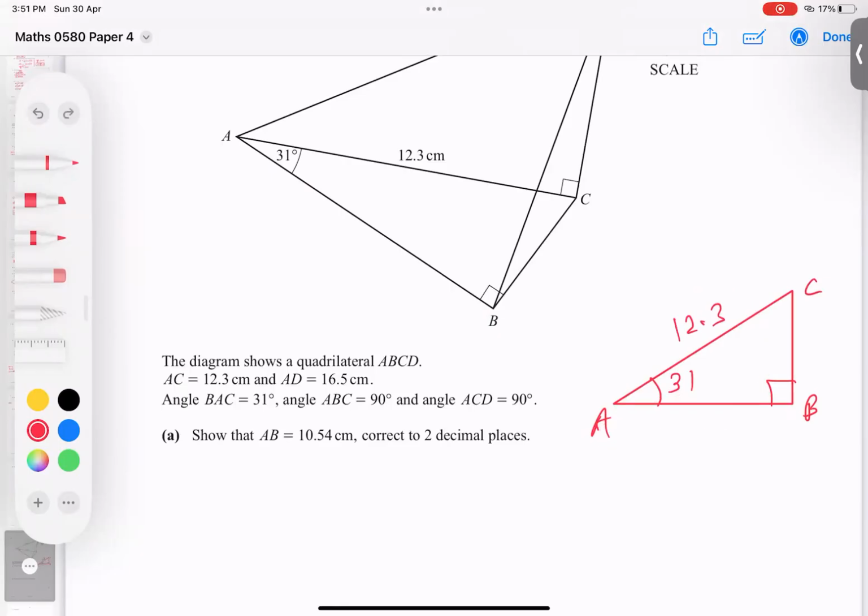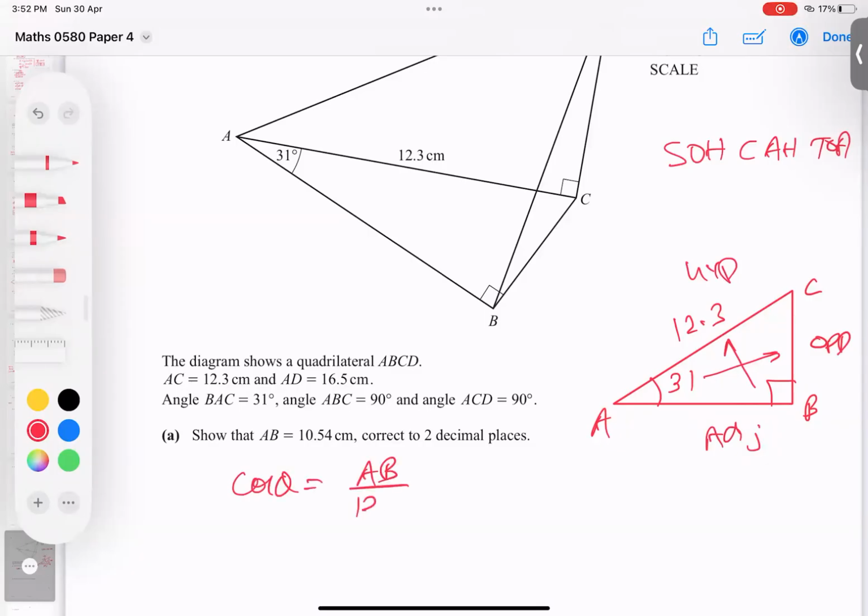In front of the angle is called opposite. In front of 90 is called hypotenuse, and then adjacent. I'm looking for adjacent, and hypotenuse is given. So what is the formula? SOH CAH TOA. Adjacent by hypotenuse, so I'm using cos theta is adjacent by hypotenuse, and theta is 31. This multiplies there. So AB becomes what?